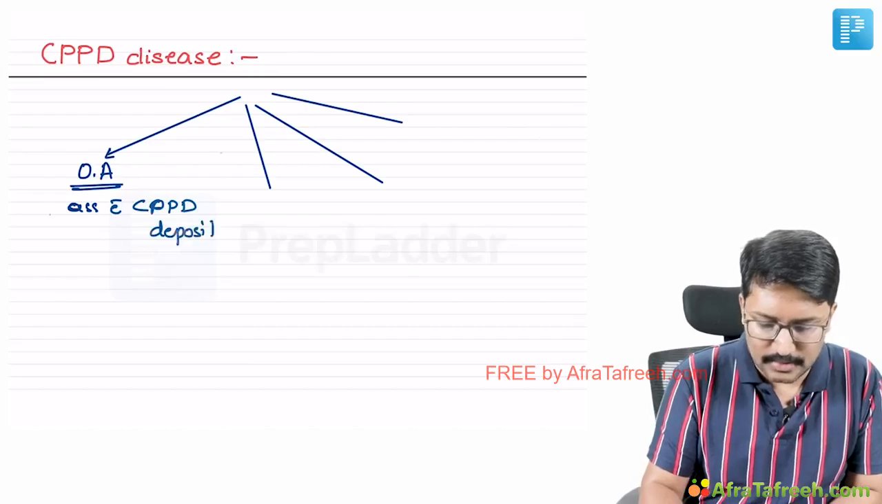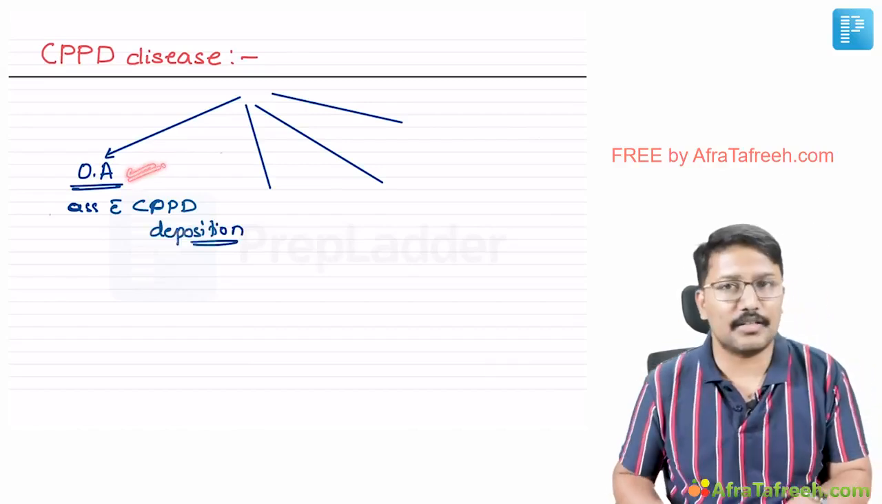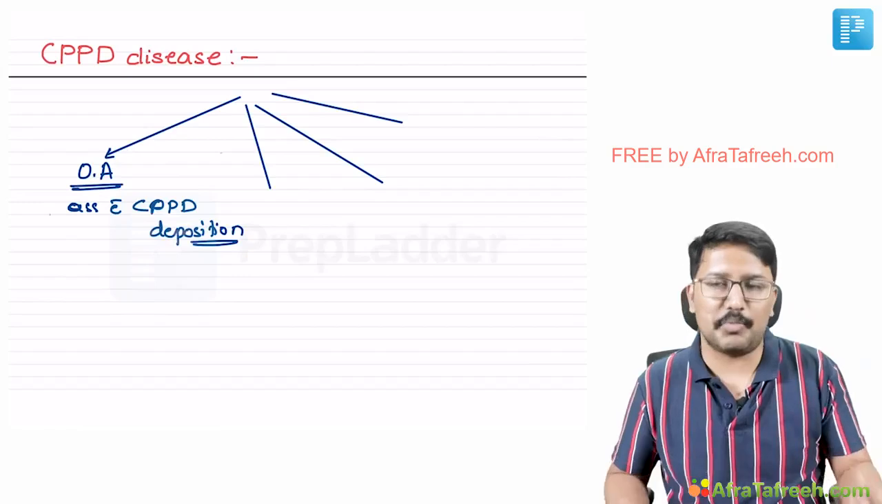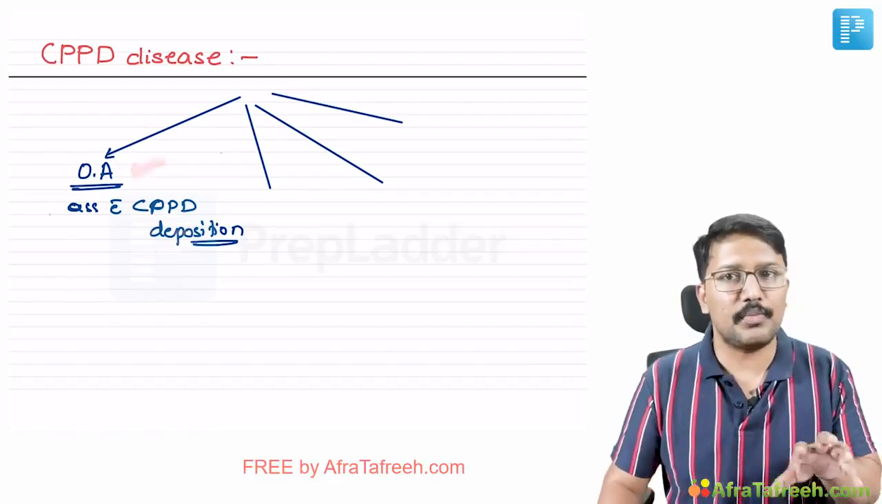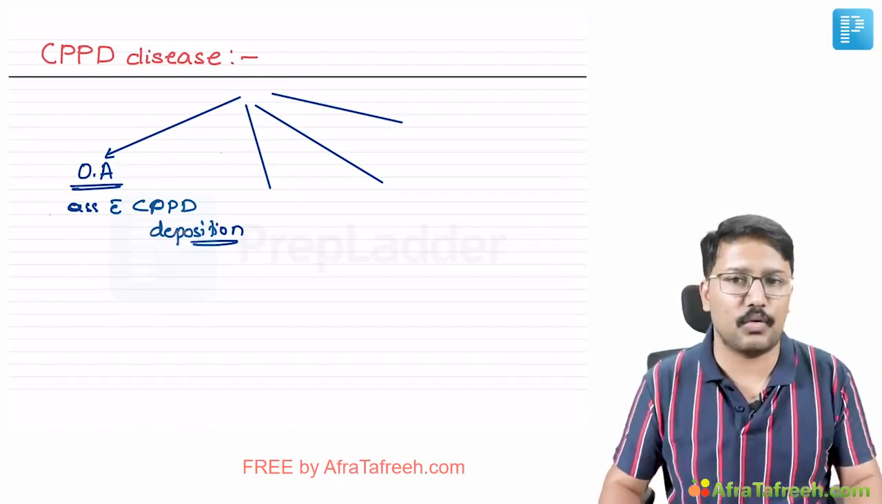Okay, so in that case, the CPPD deposition is secondary to osteoarthritis and it is not a primary disease, right? As I've already told you, aging and CPPD deposition go hand in hand. So in that case, it is not a primary disease. There we treat that case as a typical case of osteoarthritis, nothing more than that.